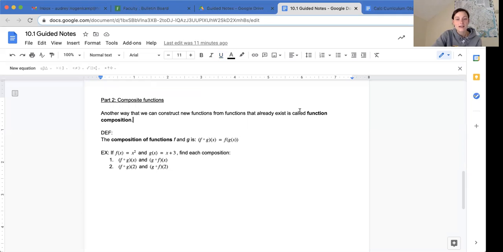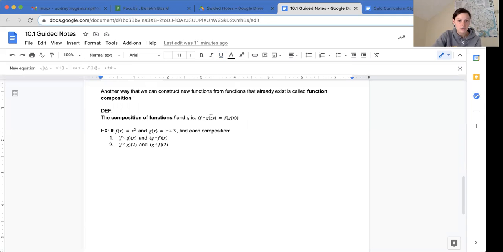So anyway, another way we construct new functions is function composition. The composition of functions f and g, we notate it with this little open circle. I kind of read it in my head as "fog" because it looks like an O to me. It's not the multiplication sign, it's just a little open circle. So we say f circle g of x, and that is the same thing as f of g of x.